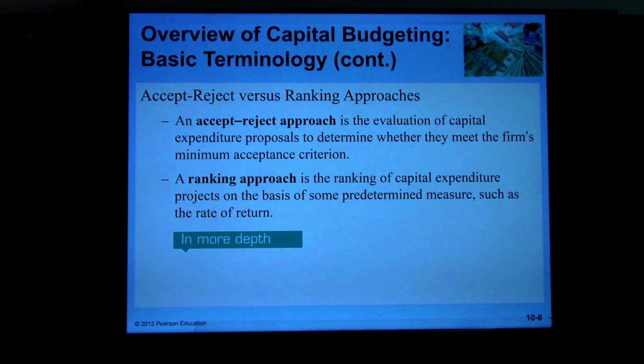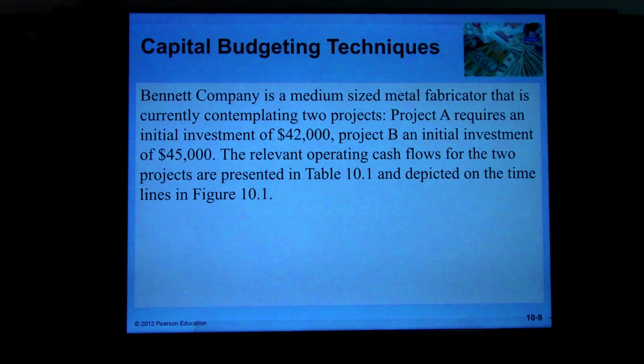Also, in your ranking approach, you try to make a rank, and this rank should be based on a predetermined measure such as the rate of return. Also, we have the accept and reject project approach. This approach is the evaluation of capital expenditure proposals to determine whether they meet the fair minimum acceptance criteria. Let us take an example for this.